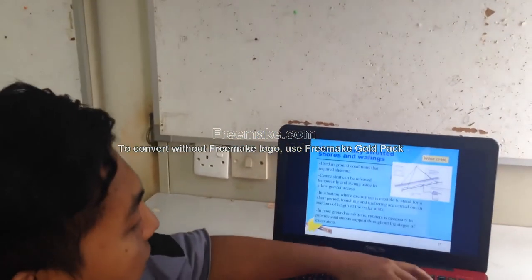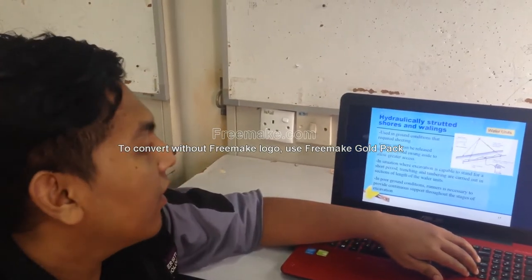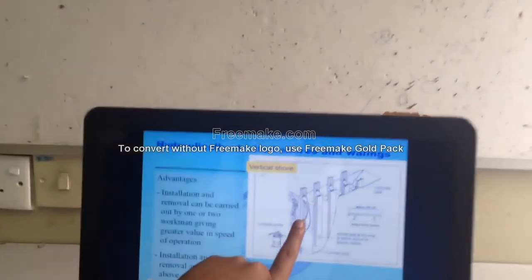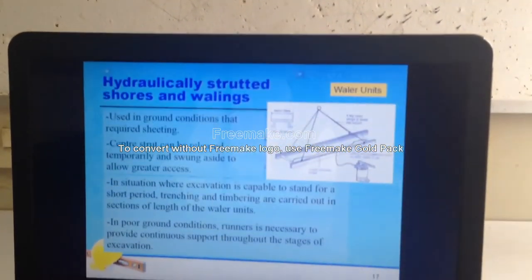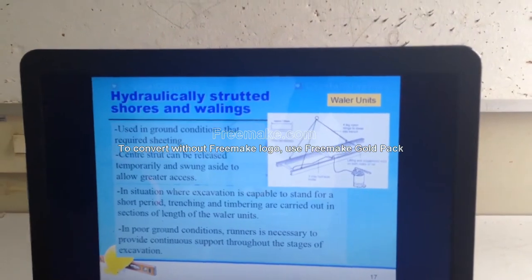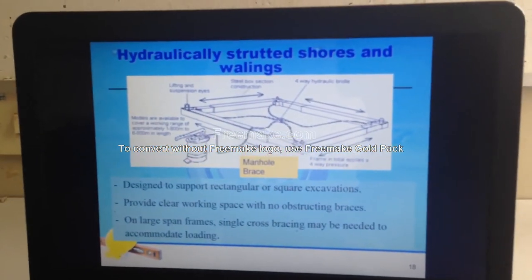Okay, the next one is hydraulically strutted shoring and walling again, and this is the vertical shore. You can see it is vertical. Okay, and this is a waller unit. A waller unit is basically what we know as horizontal, and this is the manhole brace.